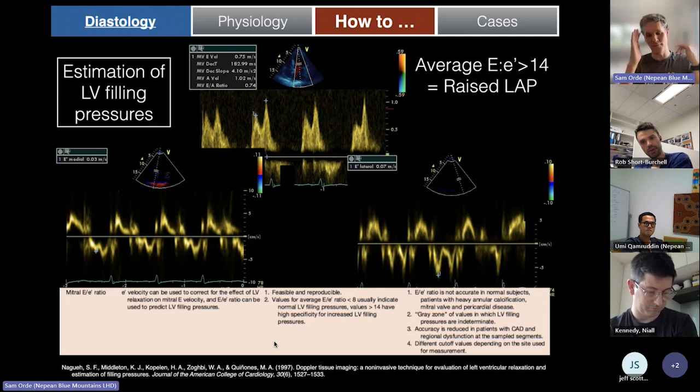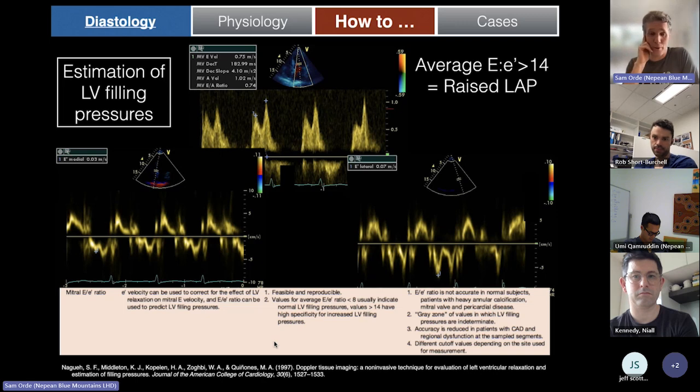If it's greater than 14 or 15, and some people use 18 as a cutoff, that is suggestive of raised left atrial pressure, right? I think you need more information to go in there with that, but it is a relatively standard thing. It is not perfect in the critically ill, but it's pretty good in patients with heart failure when they've compared it to wedge pressure, for example. But we mention it all the time.